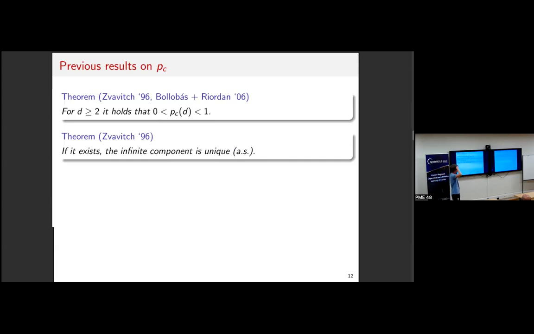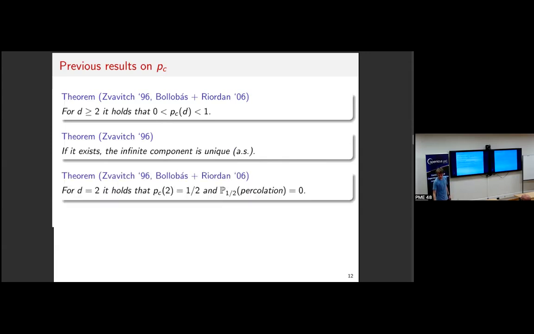Then what's also known is that if an infinite component exists, so if p is above this critical threshold, the infinite component is unique. So there are not 2 or 3 or many infinite components. There's just one of them. And for dimension 2, there's actually a precise value known. In dimension 2, the value of p_c is 1/2. And at criticality, there is no infinite component almost surely. Above p_c it's obvious that there can be infinite components, but at p_c, it's very hard to say something about that.